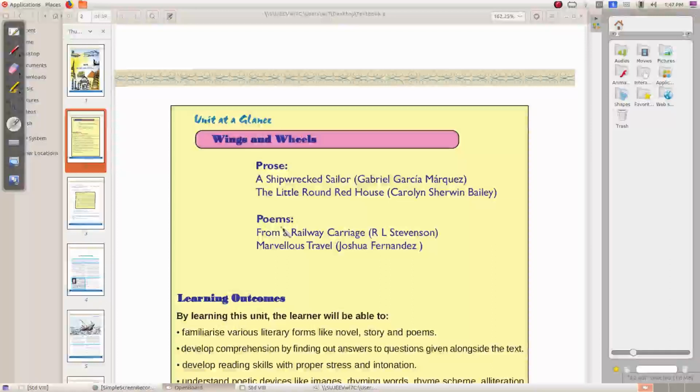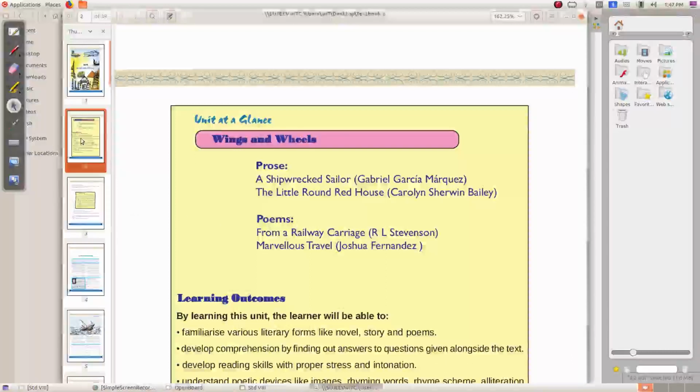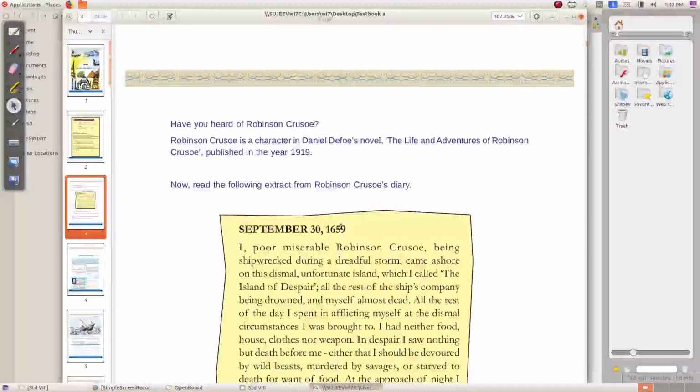Right? So in Malayalam literature also we are having this, and now we are going to English literature. And the first one is a very old one. Now just read this one.